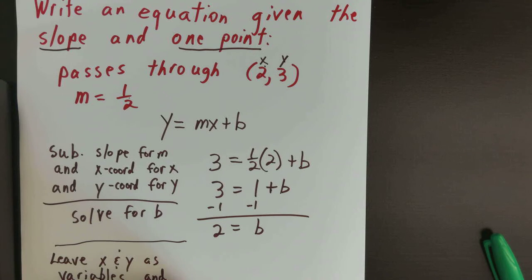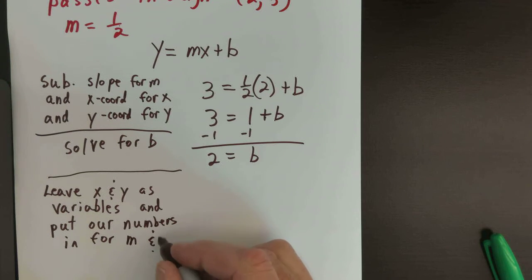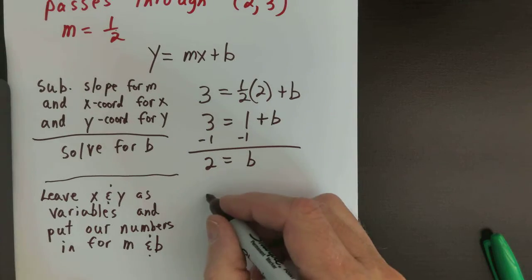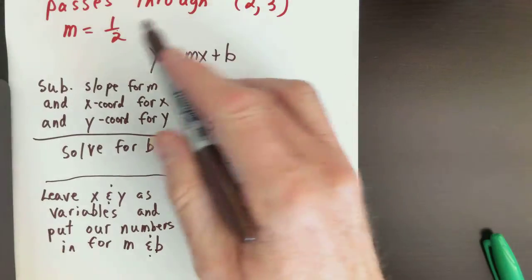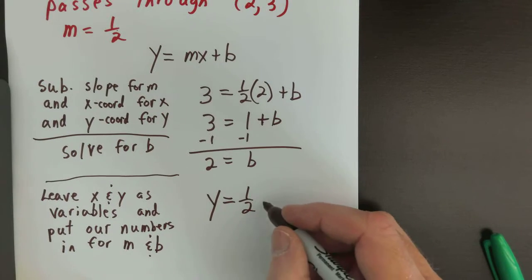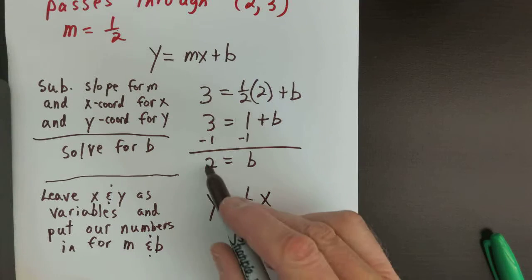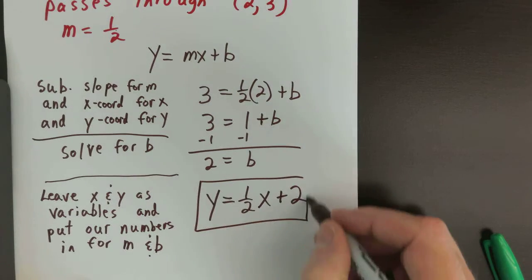And put our numbers in for m and b. So y stays as a variable. M, we already had, is 1/2. The number for m goes in. X stays as a variable, and b is 2. The number for b comes out here.